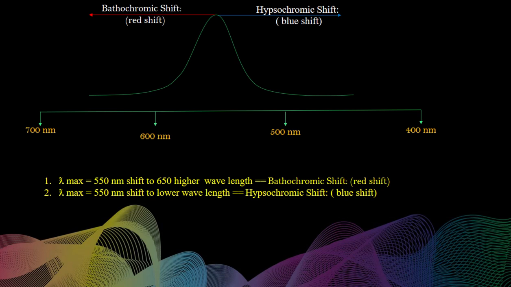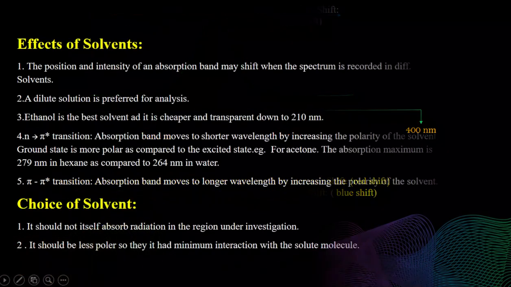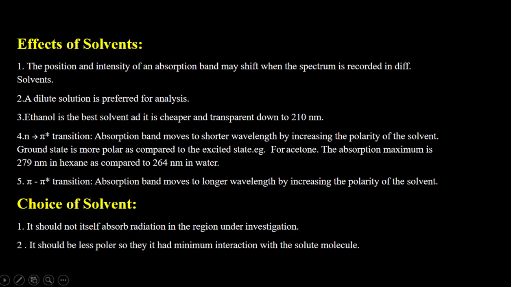And if lambda max is equal to 550 nm and it shifts to a lower wavelength, then it is called hypsochromic shift, and it is known as blue shift. This is clear. And what are the effects of solvents? Effects of solvents: number 1, the position and intensity of an absorption band may shift when the spectrum is recorded in different solvents.